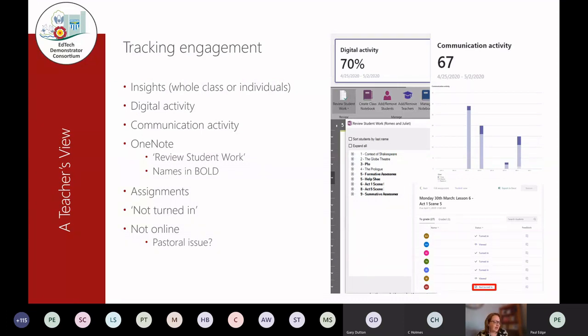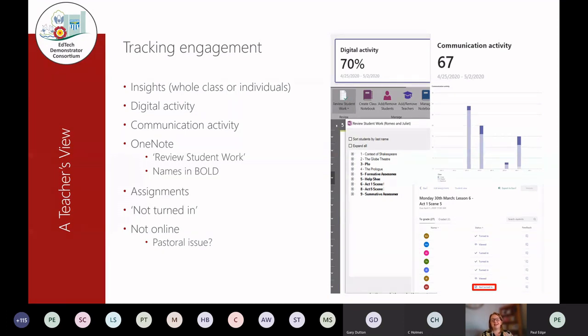So in terms of tracking engagement, this can be done in a variety of different ways, and I've just outlined a couple for you on here. We've got the Insights tab, which is in Microsoft Teams, and this allows you to track engagement through the pupils and also for the whole class.